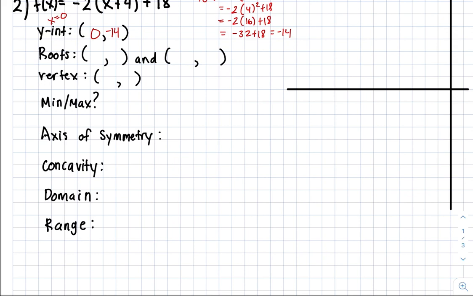Okay, so your roots are where y is equal to 0. So set 0 equal to all of that. Now let's solve for x. Suggestion: work from the outside going in. So we're going to subtract 18 from both sides. We're trying to isolate our x.